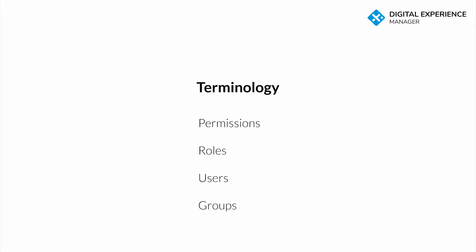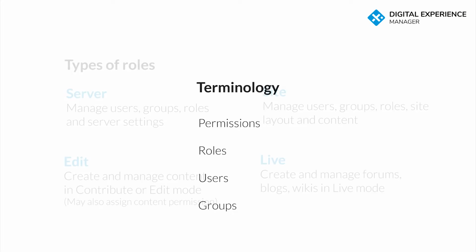Permissions define how people interact with resources in DX. Roles are collections of permissions that allow access to settings or content. Users are individuals with various needs to access and interact with the server and the sites within it. Groups are lists of users.